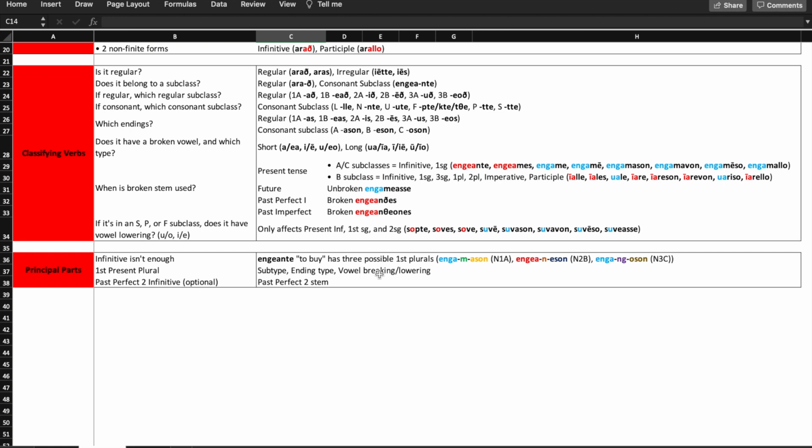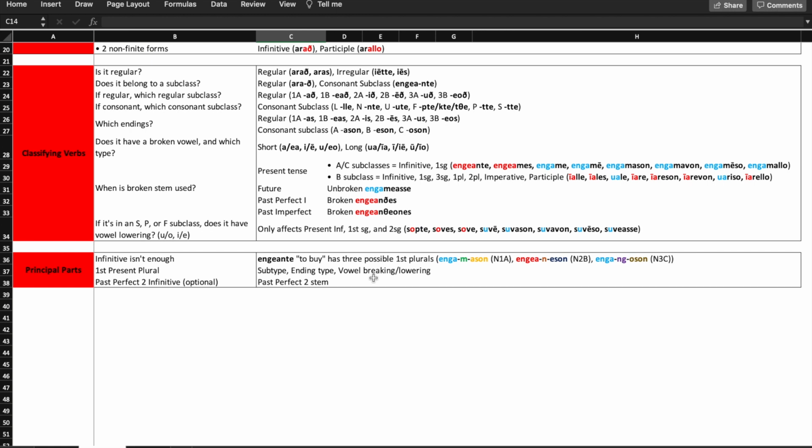So if I just have the infinitive, it doesn't actually tell me which subclass the verb belongs to, and it doesn't tell me the kind of endings that it will take. So in order to do that, we need the first person plural, as exemplified here, because that specifies the subtype, it specifies the ending, and it also tells us whether there's vowel breaking or lowering that occurs.